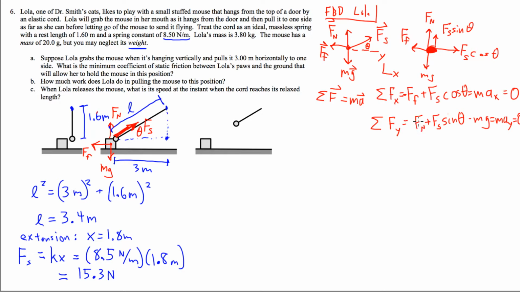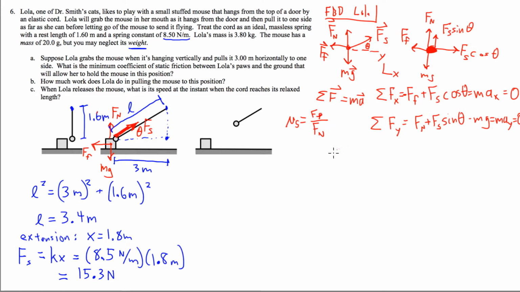So what we want to find is the minimum value for the coefficient of static friction. The coefficient of static friction, mu s, equals the friction force, in this case static friction, divided by the normal force. And if we want the minimum coefficient of friction, that's what we have here, so don't worry about the less than or equal sign in this case. I want to solve for the friction force and the normal force.